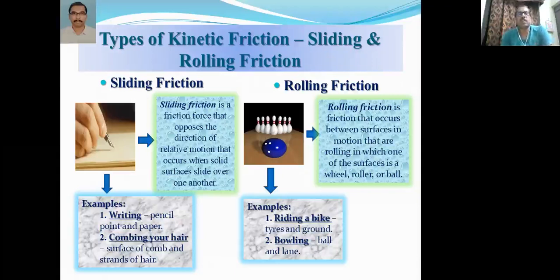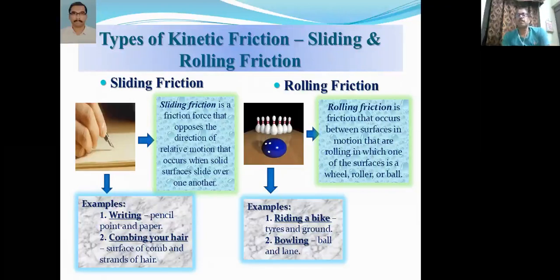So what is an example of sliding friction? Writing with a pencil point on paper. Here the paper is fixed, but the pencil or the pen is moving. So the relative motion between the paper and the pen is prevented by the sliding friction. Another example is combing your hair, where the surface of the comb and the strands of hair going over each other involve sliding friction.